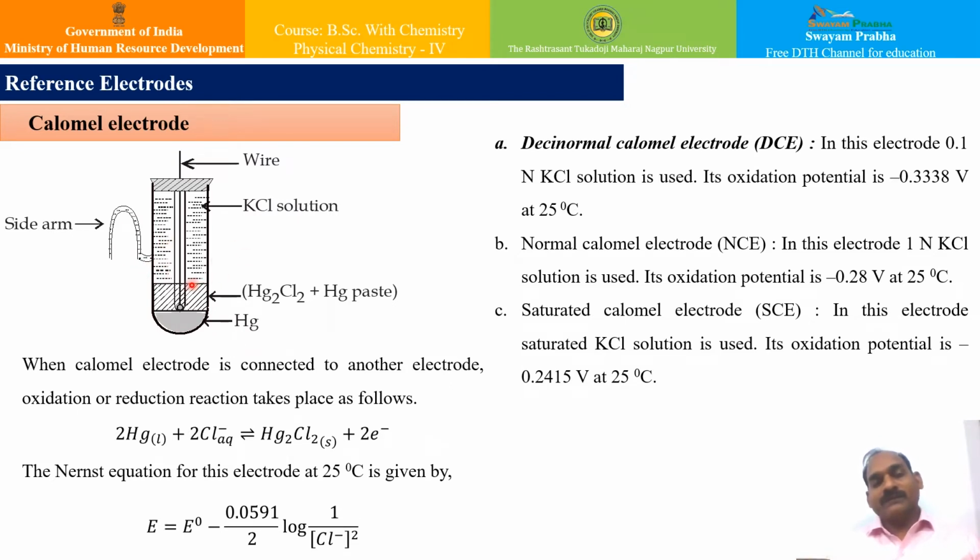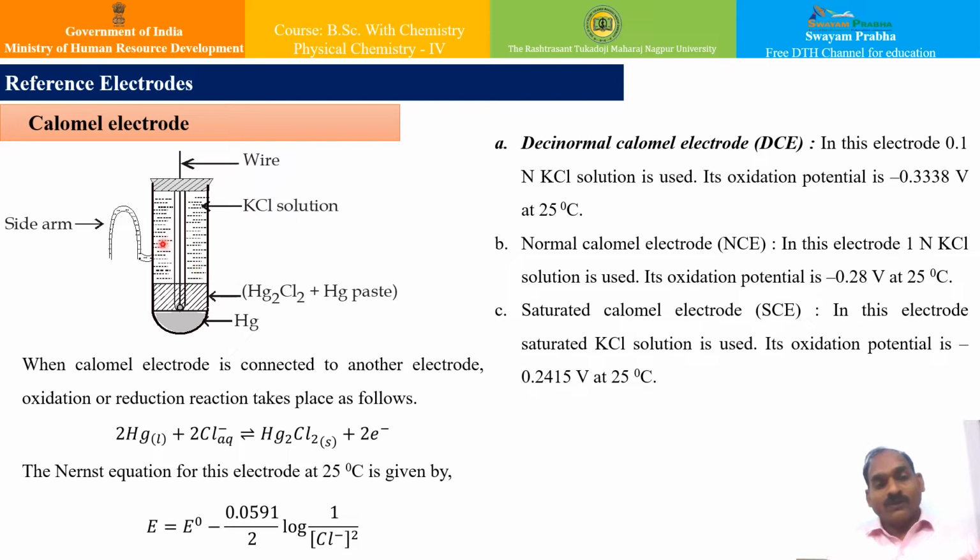When you want to use it as an anode, it will be connected to some other half cell which is acting as a cathode, and if you want it to act as a cathode, you have to connect it to a cell which can act as an anode. That means when the calomel electrode is connected to another electrode, an oxidation-reduction reaction takes place. If it is connected to a cell where the other half cell is the cathode, this cell will act as the anode and oxidation will take place here.